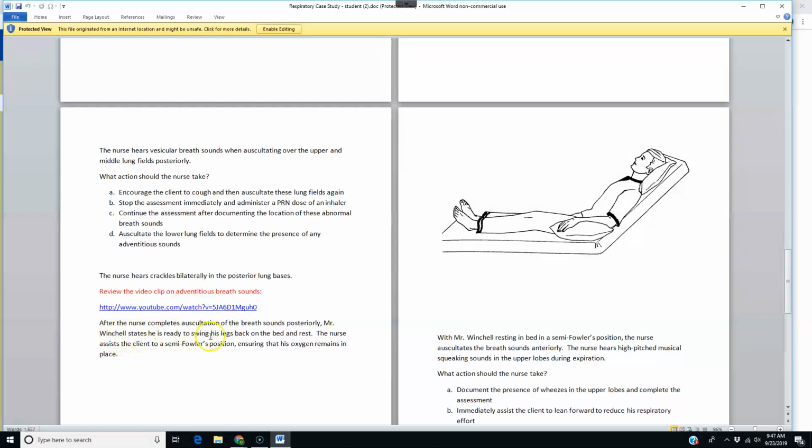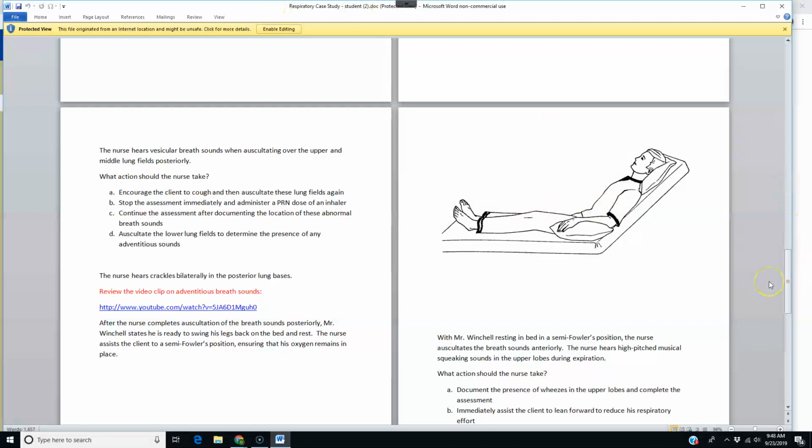But after the nurse completes auscultation of the breath sounds posteriorly, Mr. Winchell states he is ready to swing his legs back on the bed and rest. The nurse assists the patient in a semi-Fowler's position, ensuring that his oxygen remains in place. And as you can see, this is the position that makes him comfortable and makes it easy for him to breathe. Make sure he has his call bell, make sure his oxygen is on the desired flow rate that has been ordered, and make sure that if he has tissues, that they're nearby and that he's comfortable, and that if he needs you for anything, to definitely call you as his nurse, okay?